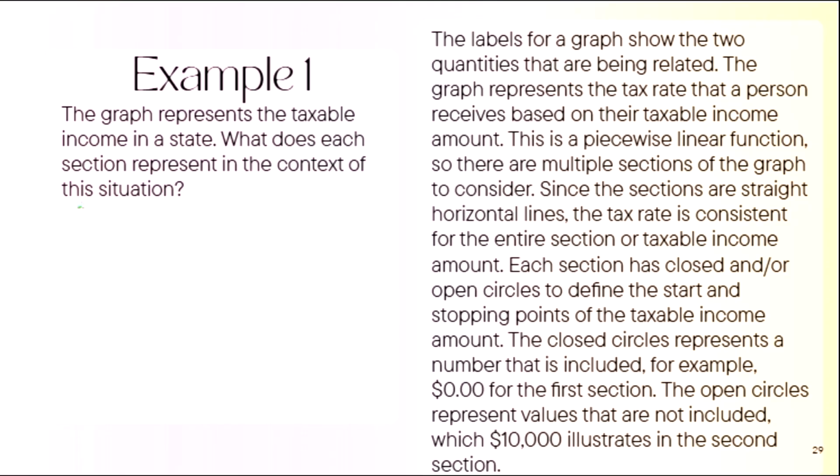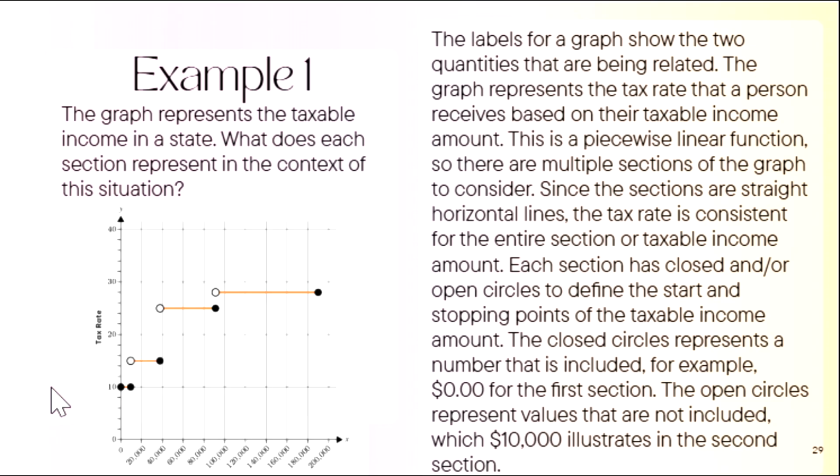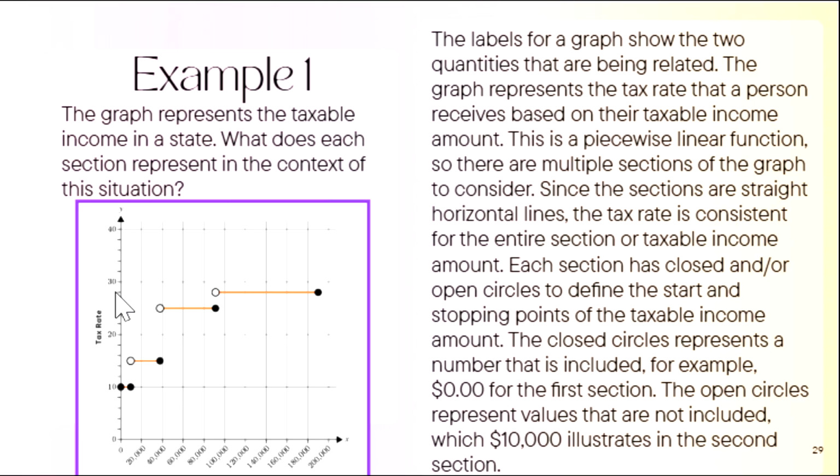Here's example number 1. The graph, which is not there, represents the taxable income in a state. What does each section represent in the context of this situation? Okay, here's the graph now. The labels for a graph show the 2 quantities that are being related. The graph represents the tax rate that a person receives, which is right here on the y-axis, based on their taxable income amount. So this is how much they make. This is the taxable amount.